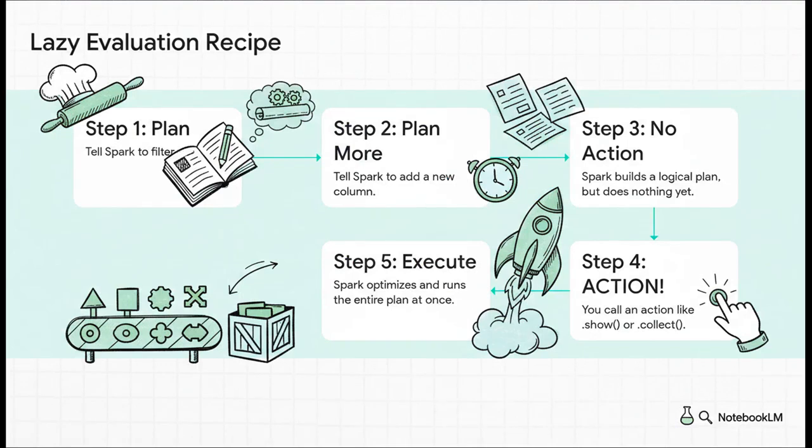The second feature, and honestly, this one is just plain clever, is something called lazy evaluation. The best way to think about it is like a chef who's writing down a recipe. You tell Spark, okay, first filter some rows. Spark just nods and writes that down. Then you say, next, add a new column. Spark just writes that down too. It hasn't actually cooked anything yet. It's just building a plan. It's only when you finally say, action, show me the result, that Spark looks at the entire recipe, optimizes the heck out of it, and then executes everything all at once in the most efficient way possible. It's lazy in a brilliant way.